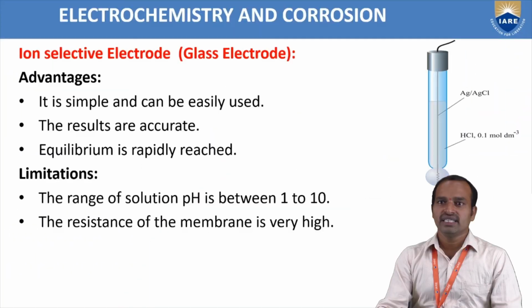The main advantages of the glass electrode are that it is simple and can be easily used. The results are accurate, and equilibrium is rapidly reached. The limitations of the glass electrode are that the range of pH value is 1 to 10, and the resistance of the membrane is very high.